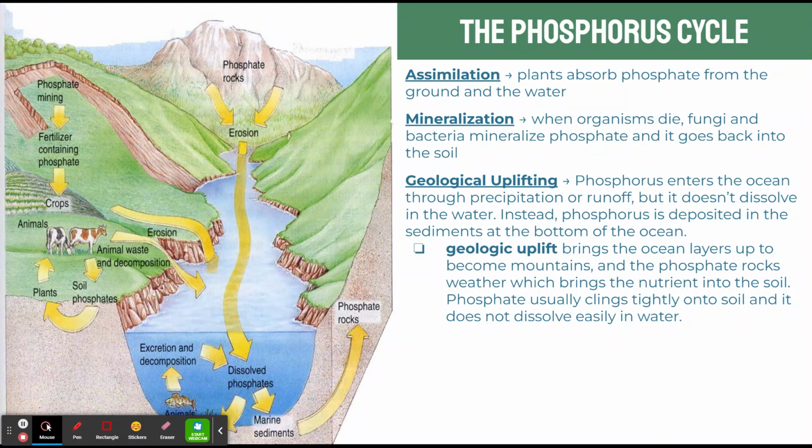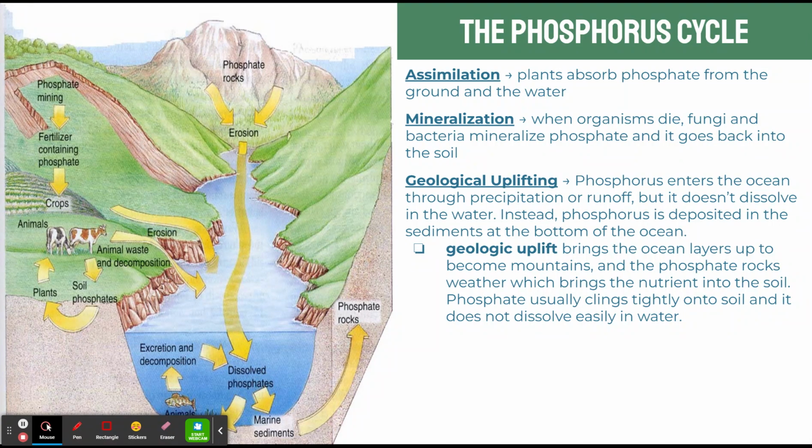So how does phosphorus get into plants and into rocks and soil? Assimilation is another term that we use in the phosphorus cycle as well as in the nitrogen cycle. Assimilation is when plants absorb phosphate from the ground and in the water. They absorb it through their roots and they use it in order to build DNA and make ATP. Mineralization is when organisms die, fungi and bacteria mineralize phosphate and it goes back into the soil.